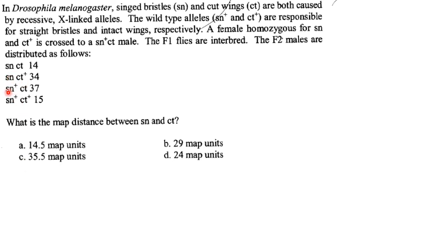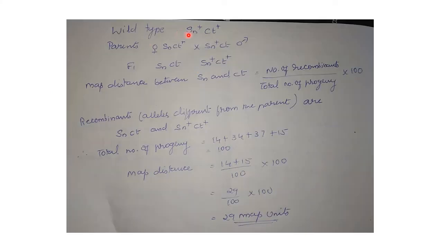So Sn Ct plus and Sn plus Ct, they have the maximum number of progeny. So that will be the parentals. Okay, and Sn Ct and Sn plus Ct plus are the non-parentals or the recombinants. So we have to calculate the map distance. So wild type is Sn plus Ct plus. Parents female, that is Sn Ct plus, and Sn plus Ct, that is the male parent, and F1 you get Sn Ct, Sn plus Ct plus.